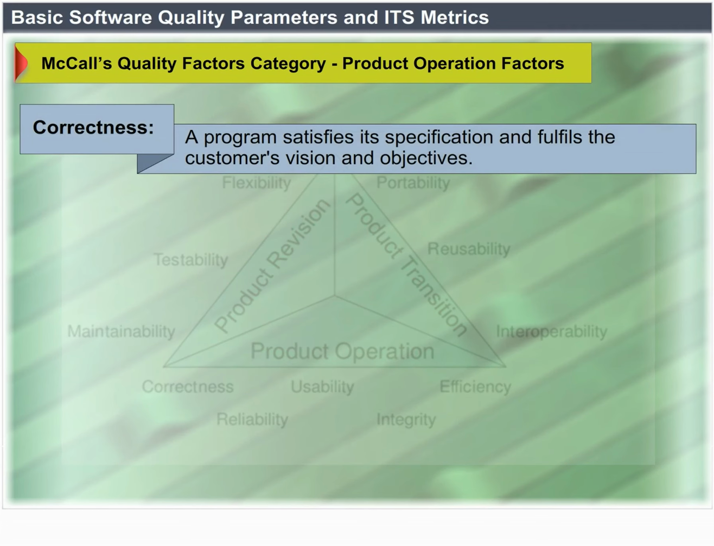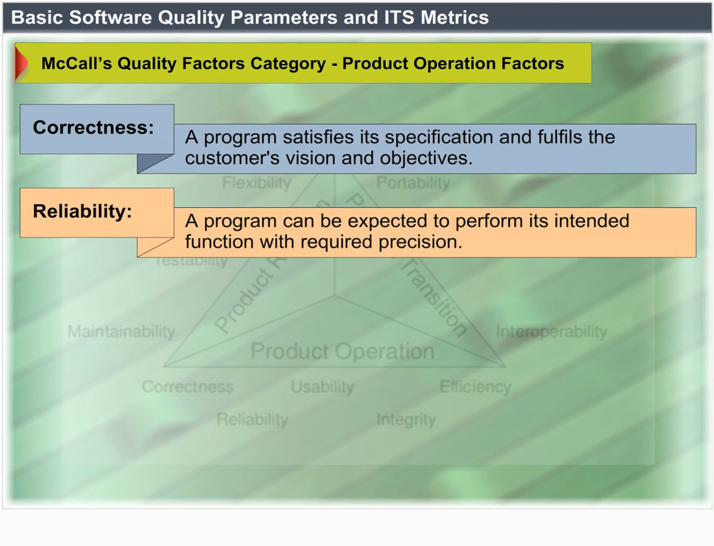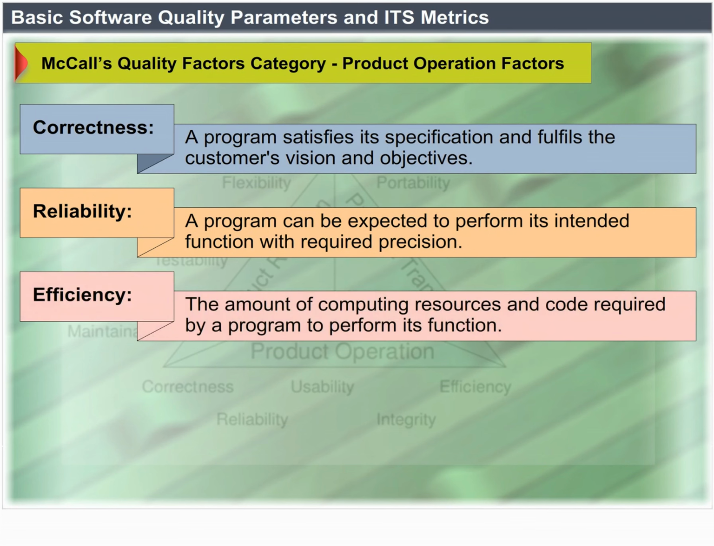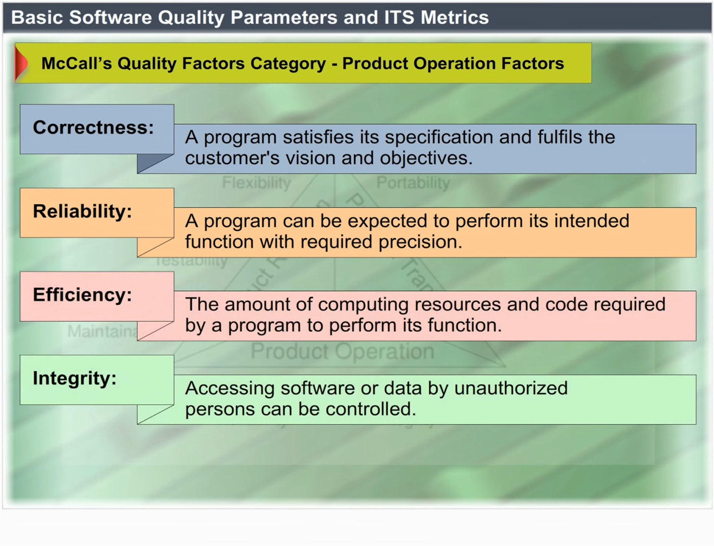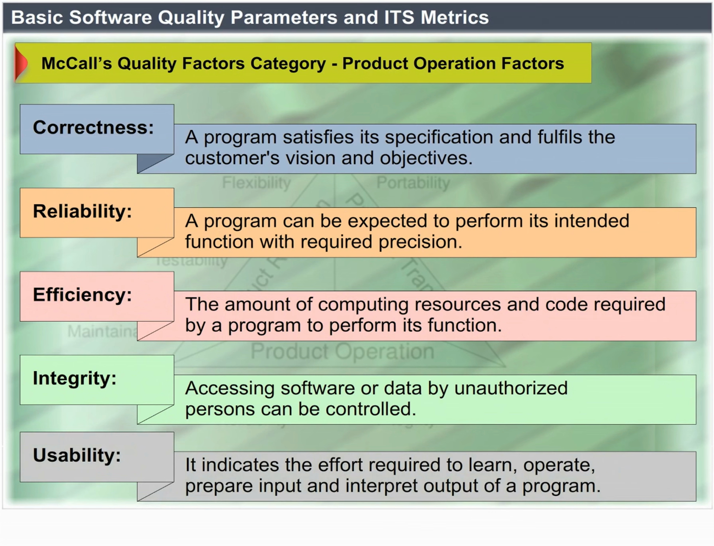McCall's quality factors category, product operation factors. Correctness. A program satisfies its specification and fulfills the customer's mission objectives. Reliability. A program can be expected to perform its intended function with required precision. Efficiency. The amount of computing resources and code required by a program to perform its function. Integrity. Access to software or data by unauthorized persons can be controlled. Usability. Effort required to learn, operate, prepare, input, and interpret output of a program.